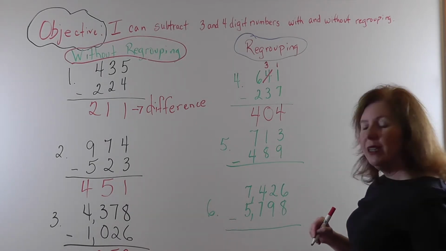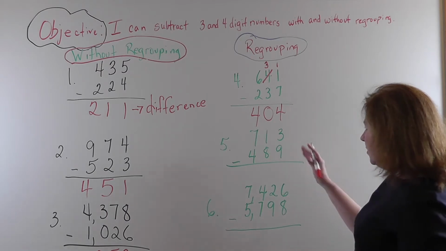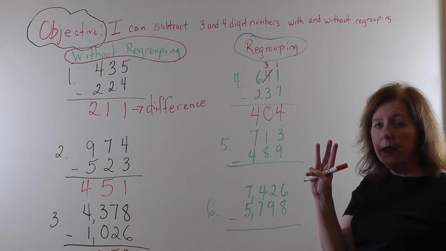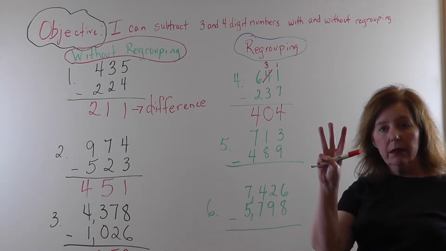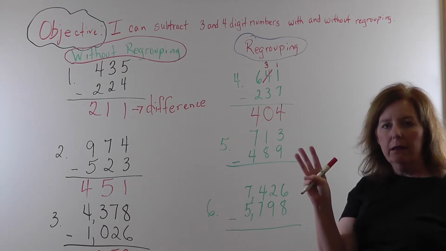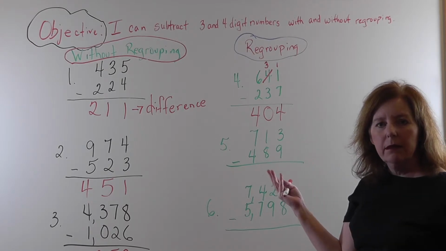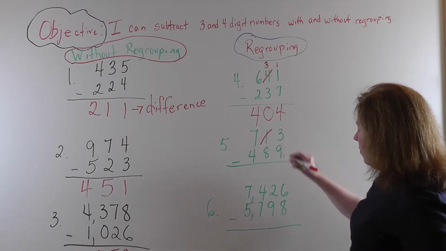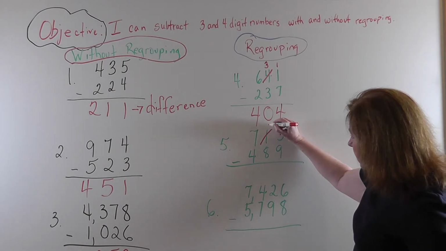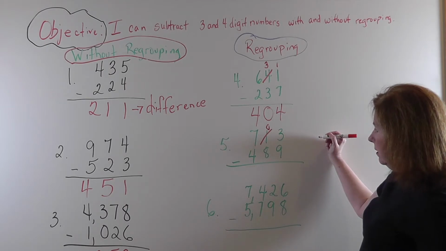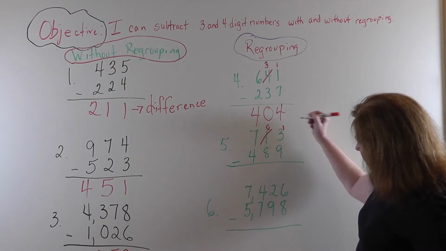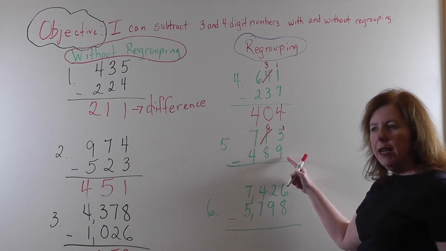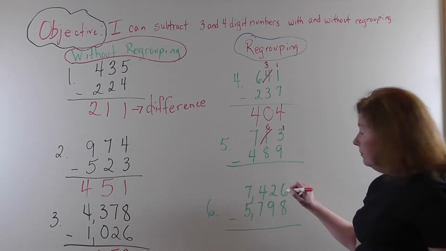713 minus 489. I start with my ones. I have a 3 there. Can I take away 9 from 3? No, I can't. So, what does that mean? That means I have to go next door, bust down the door, and take one more. So the 1 ten becomes 0 tens. And then I bring the 10 over. Now I have 13 ones. So 13 minus 9 is 4.